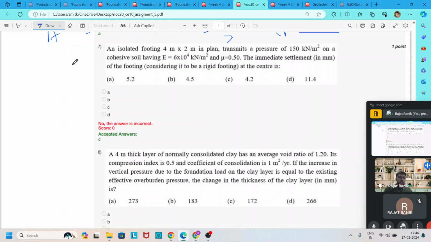Now come to question number 7. So in question number 7, one is wait.